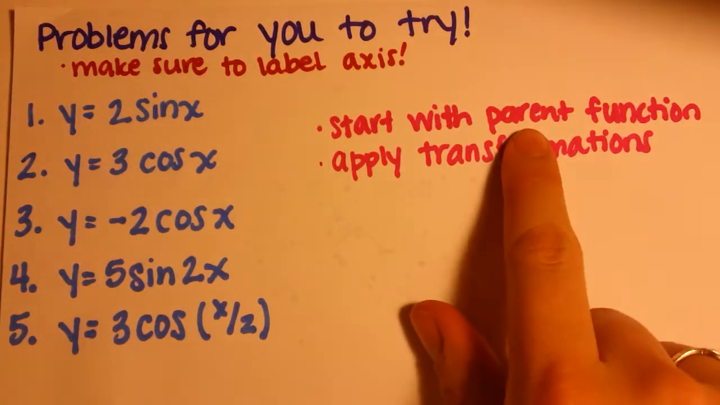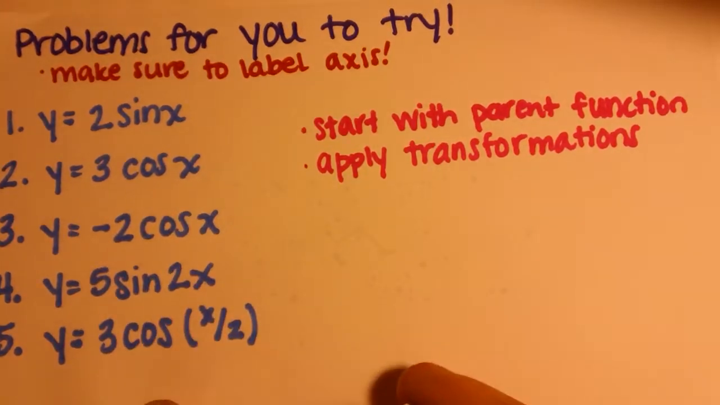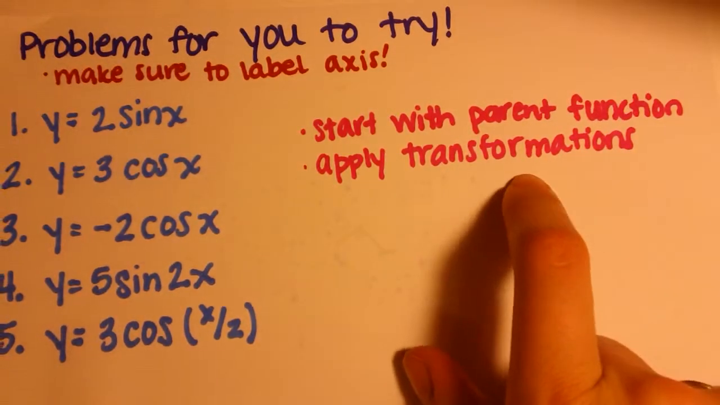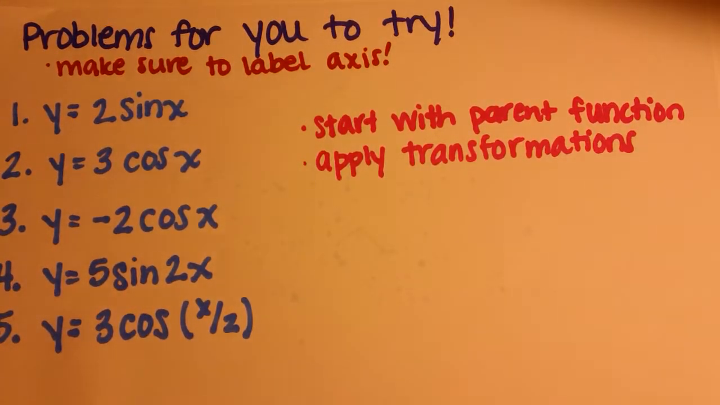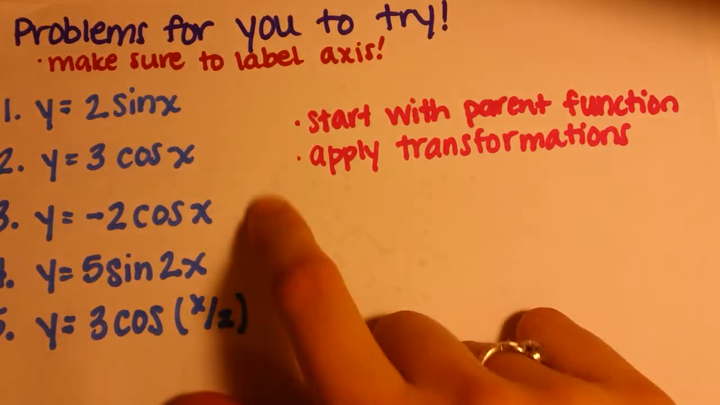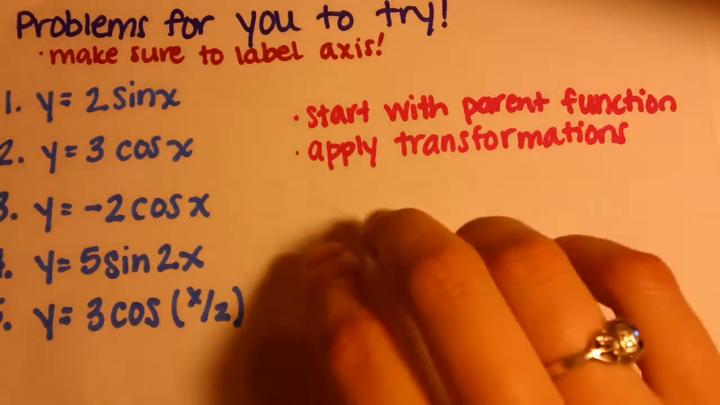So you want to start with your parent function. So for these, your parent functions are going to be sine and cosine. Then you're going to apply your transformations. Keep in mind period, amplitude, phase shifts, and then reflections. These ones don't move up and down vertically at all, but you want to keep those in mind.